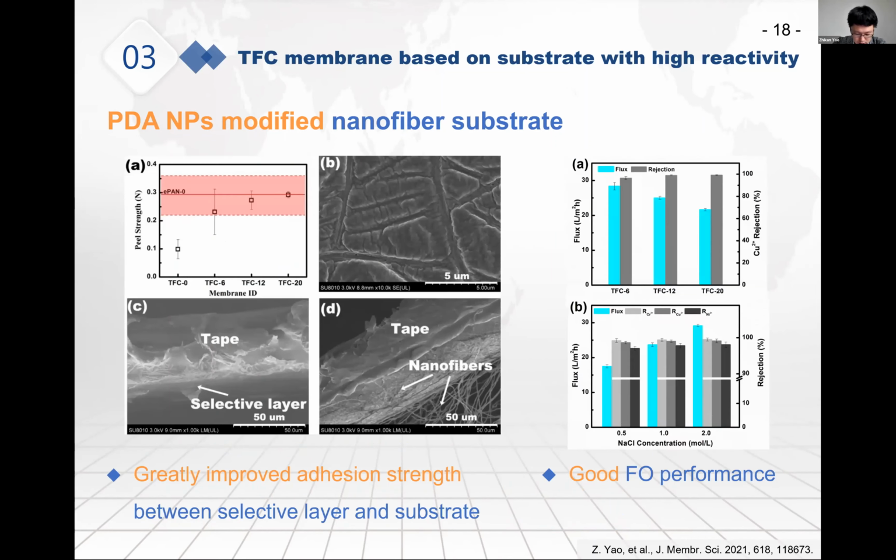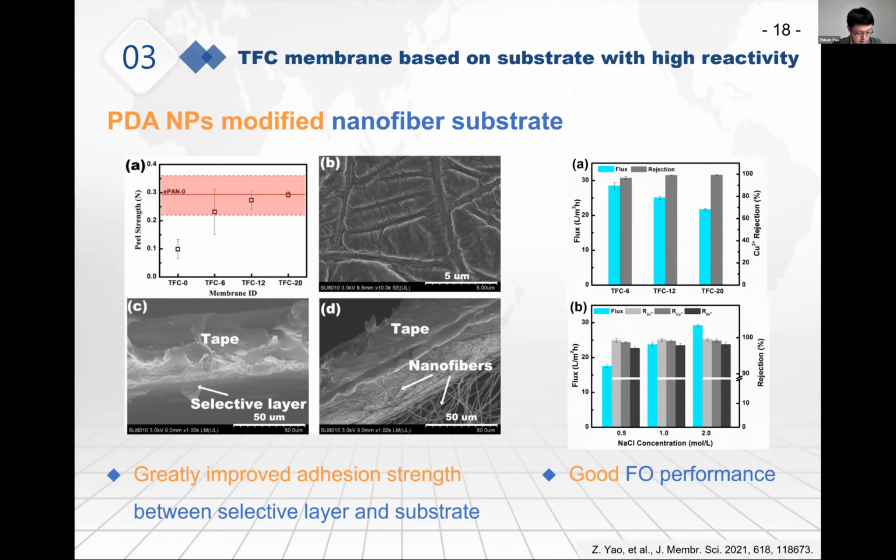Then a destructive test was operated. For the control TFC membrane, the PA layer could be easily pulled out from the substrate, while the TFC membrane on the modified substrate showed greatly improved adhesion strength. We can see the SEM from figure D. Even though the nanofiber substrate was destroyed, the selective layer was still adhered thereon.